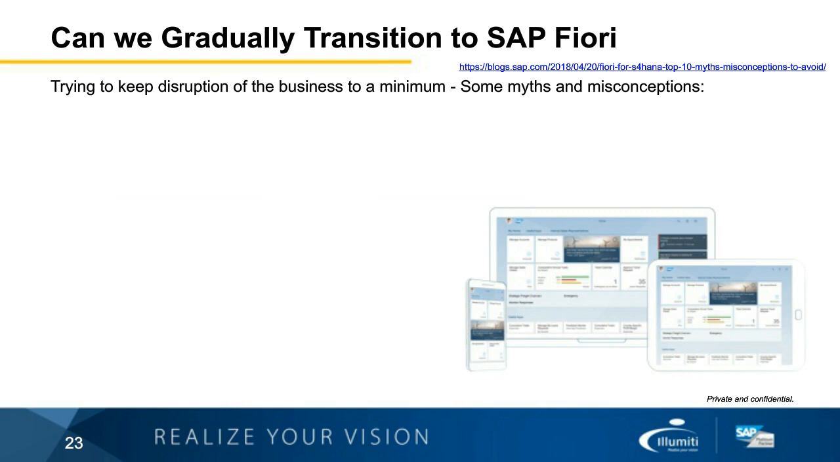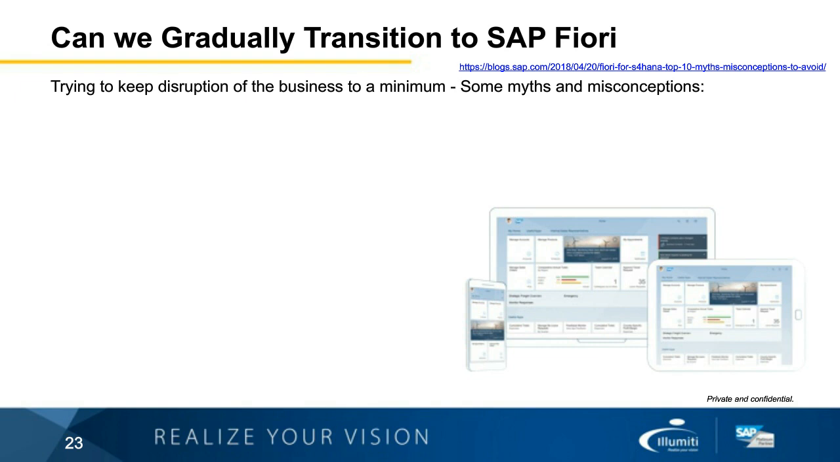So what I wanted to look at here was some of the disruptions, if we decided we want to go full out 100% and leverage all of the new functionality. What are some of the disruptions that we can experience? There's a really good blog, and I've put the link in the presentation so you can click on it afterwards, which goes through 10 myths and misconceptions to avoid around Fiori. It's really well written, with a lot of interesting links you can go and explore. But I'm going to focus on things that would specifically disrupt the upgrade as we go along.